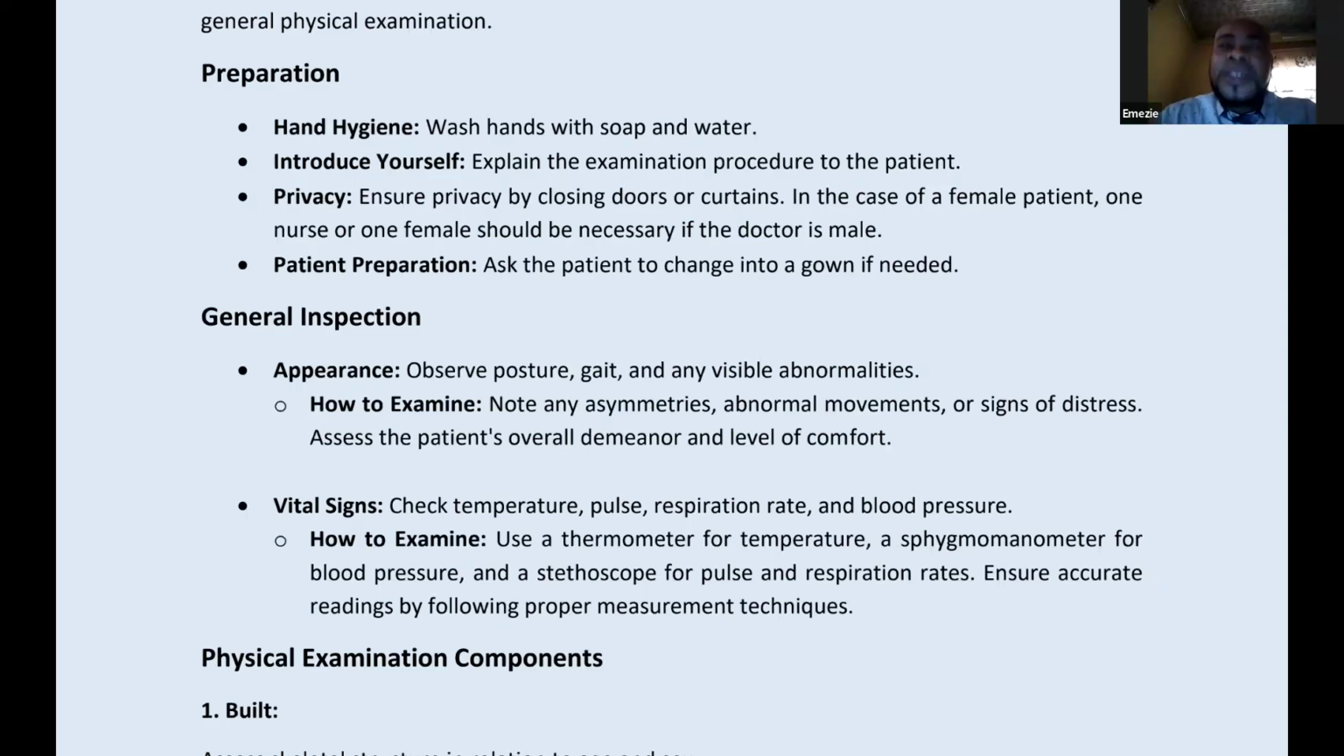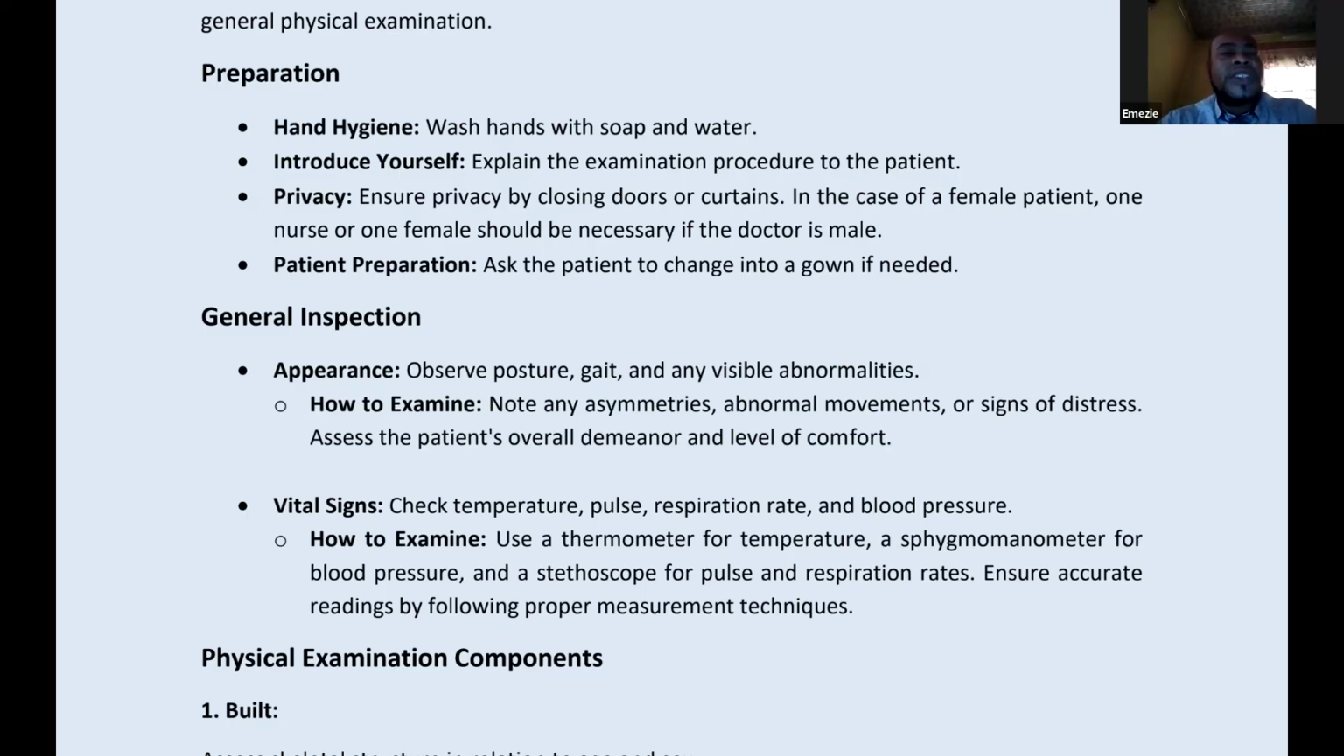So we must make sure that all of these things are in place before we start the examination. One is hand hygiene. Two, proper introduction. Three, screen your patient. Four, explain to the patient what you want to do for the patient. After this, the next thing we want to do is exposure. We want the patient to expose him or herself. That is why we cannot do this in an open place. We must screen the patient.